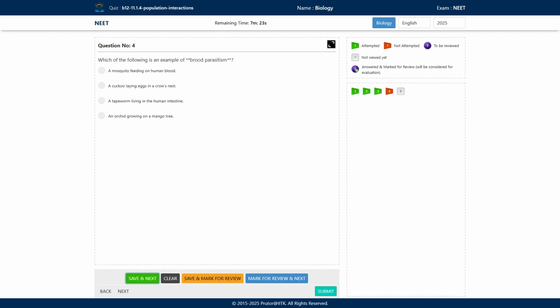Next one: which of the following is an example of brood parasitism? Mosquito feeding on human blood, cuckoo laying eggs in the crow's nest, a tapeworm living in the human intestine, and the last one is an orchid growing on a mango tree. What is the correct answer?